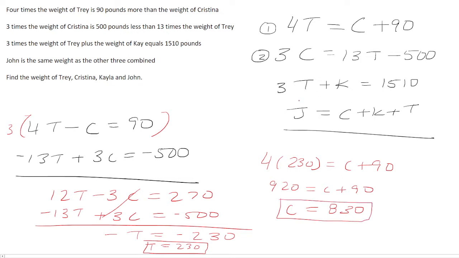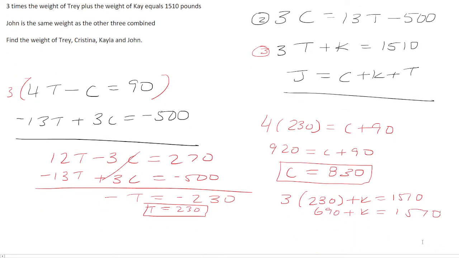Okay, now since we have t, we can work with equation 3. So we have 3t. T is 230 plus k is 1,510. 3 times 230 is 690. And if we subtract both sides by 690, we get that k equals 820.